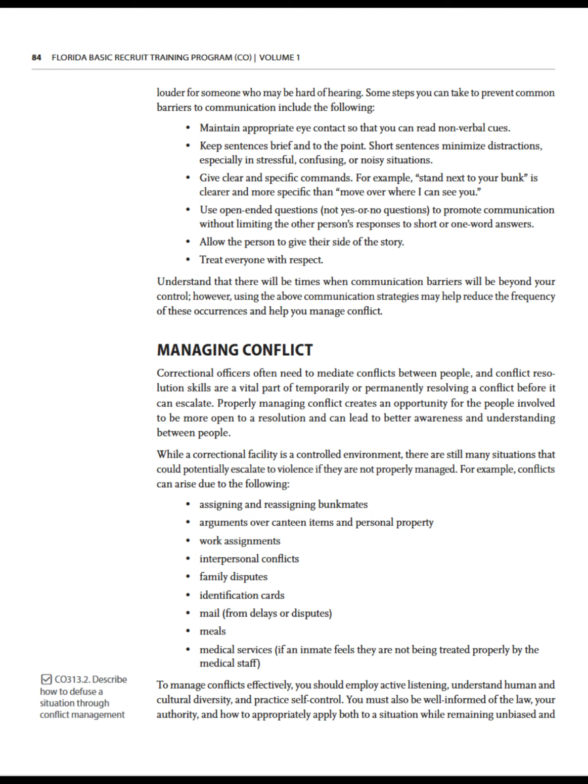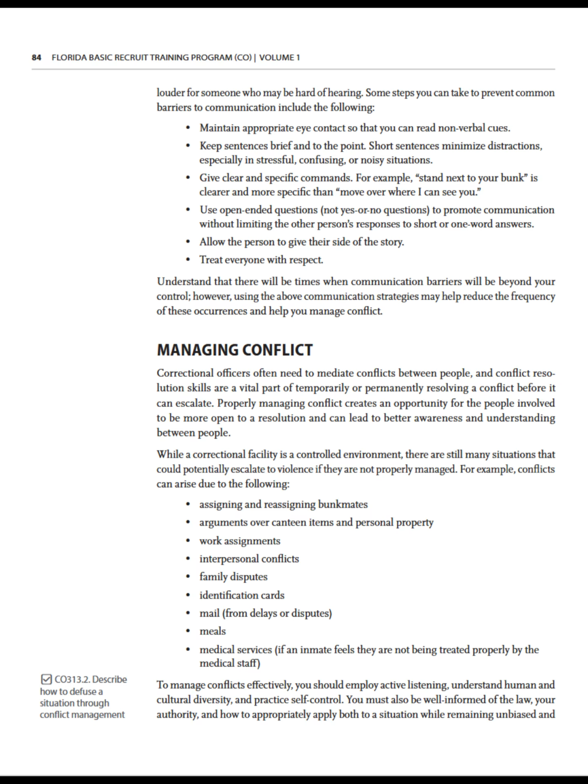For example, conflicts can arise due to the following: assigning and reassigning bunkmates, arguments over canteen items and personal property, work assignments, interpersonal conflicts, family disputes, identification cards, mail delays or disputes, meals, and medical services, if an inmate feels they are not being treated properly by the medical staff.